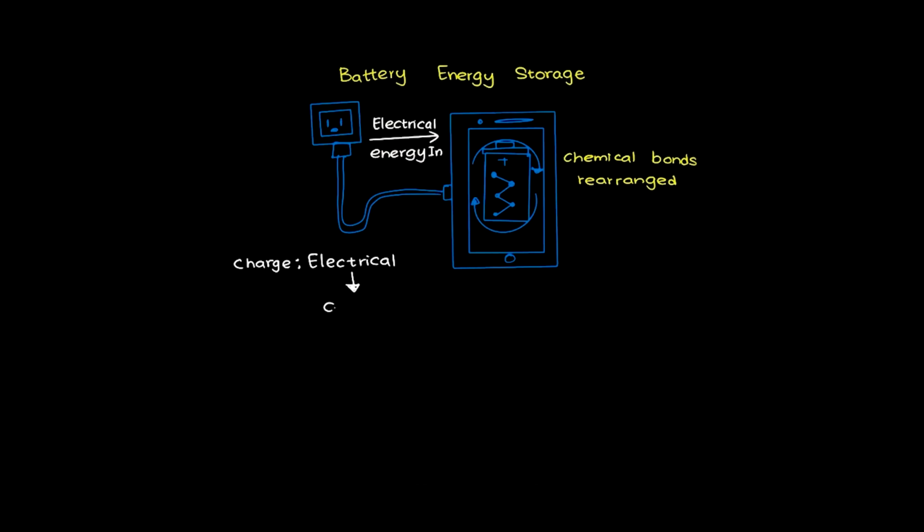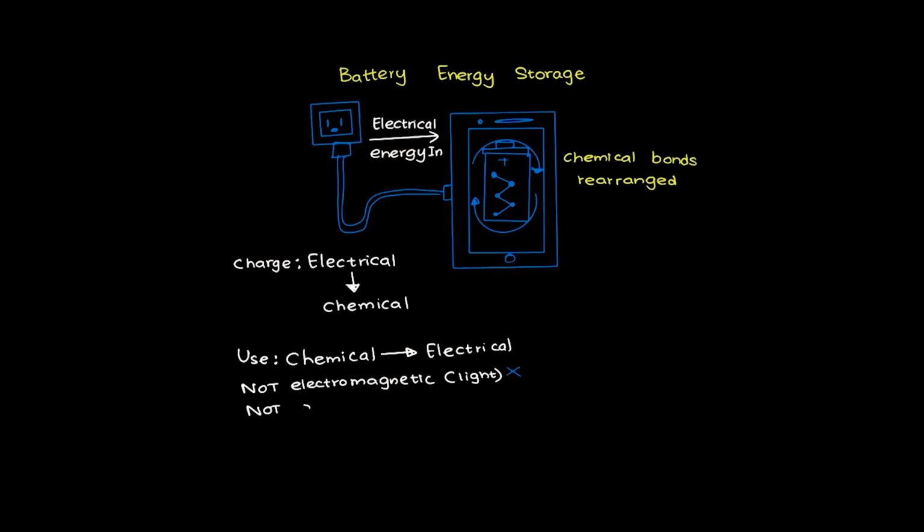The battery might warm up during charging. That's thermal energy. But heat isn't the goal. The goal is storing energy in chemical bonds. Electromagnetic energy is light and radiation. Gravitational potential energy requires height changes. Neither applies to a battery sitting on your desk.